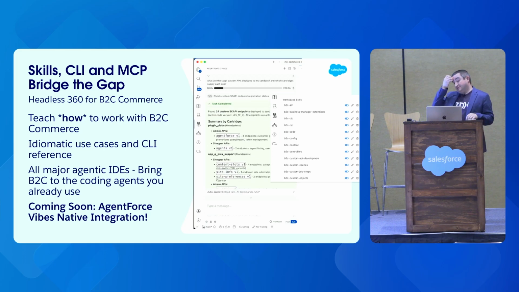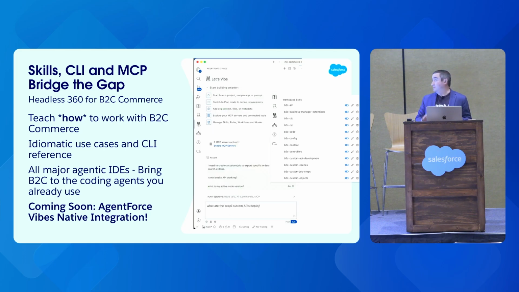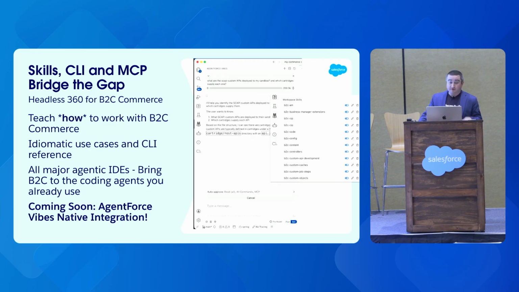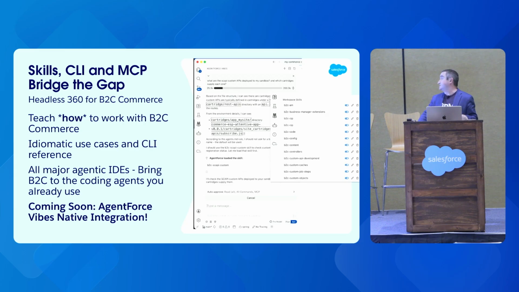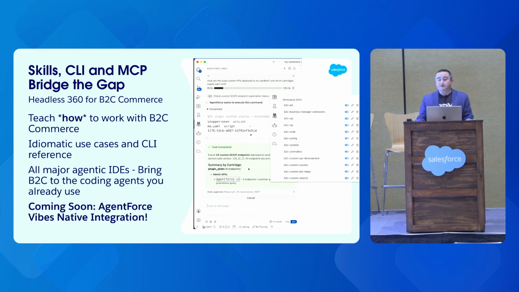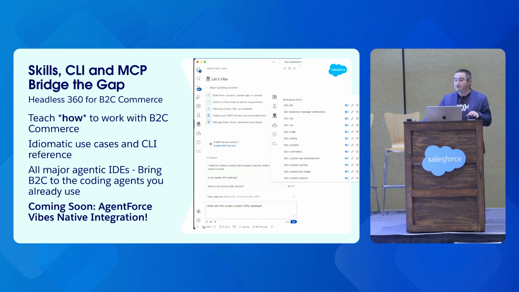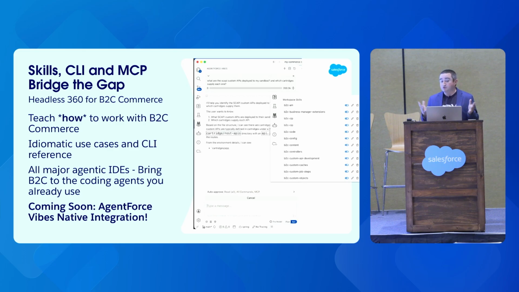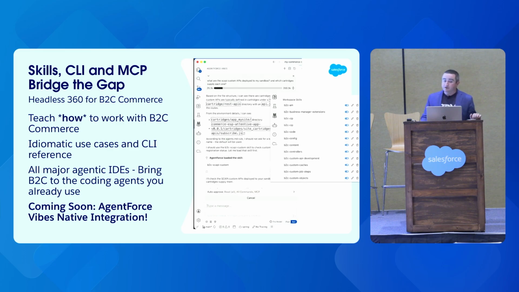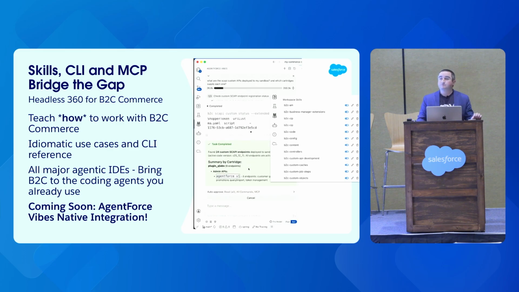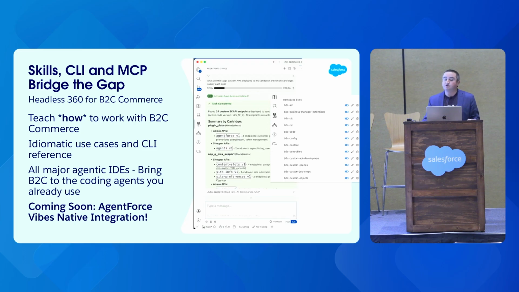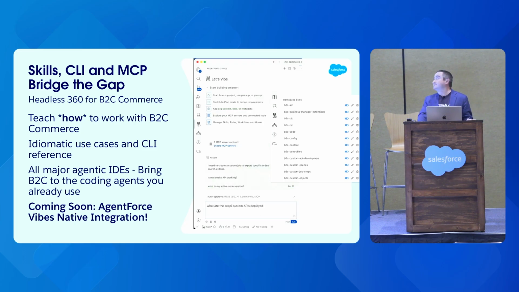So here's where skills, CLI, and MCP bridge the gap. Now, I think at this point in the conference, these are pretty well entrenched, especially with the announcement of Headless 360. These are the three pillars: the entire platform for developers, administrators, and merchants should be available where those personas want it, meaning for developers, in their coding agent. We've got Agentforce Vibes on the right, but we all had our hands up for Claude Code. We want you to bring Salesforce and B2C where you want to work with it.